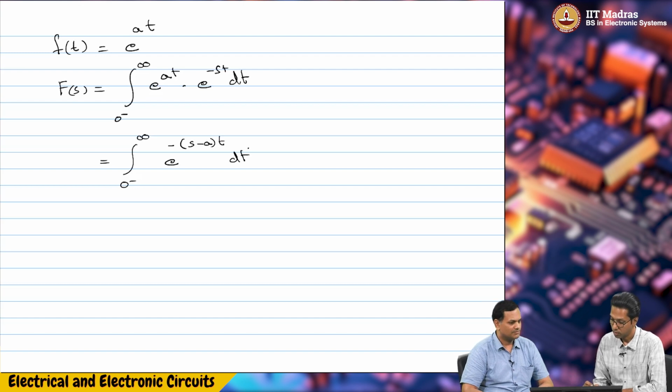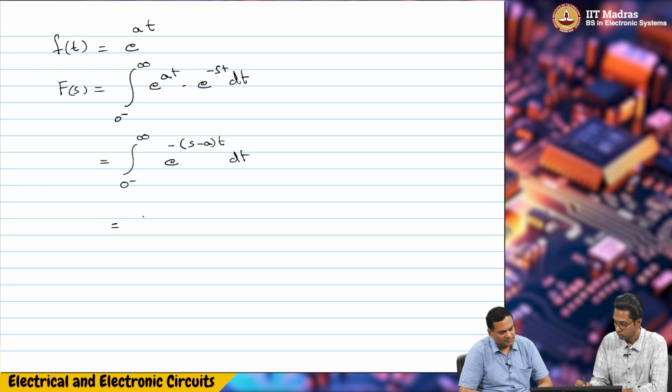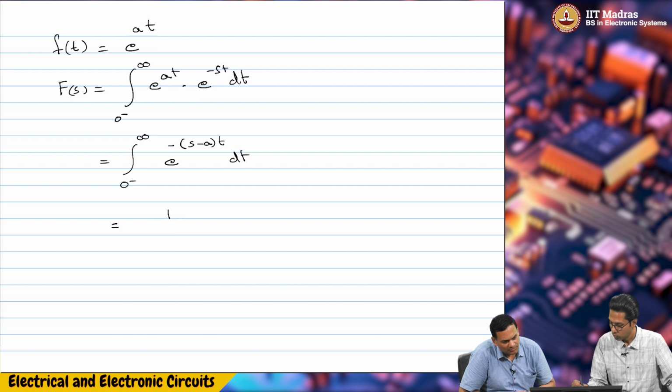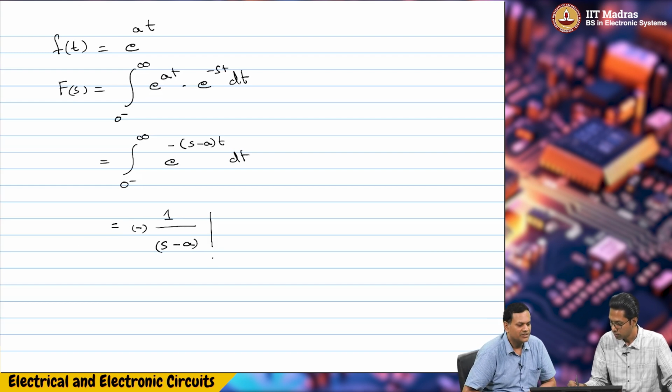Okay. So this will be 1 by s minus a. And there is a minus symbol also, no? Yes, correct. Then apply the limit. And you'll also have e power minus (s minus a) times t. Correct. And then you apply the limit.